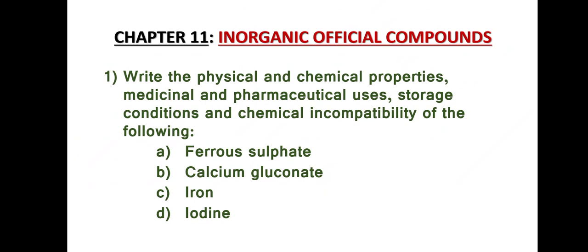Coming to chapter 11, inorganic official compounds. There is only one important question and it has 4 subdivisions. We can see one by one. First question, write the physical and chemical properties, medicinal and pharmaceutical uses, storage conditions, and chemical incompatibility of the following drugs. Subdivision A, ferrous sulfate. Subdivision B, calcium gluconate. Subdivision C, iron. And subdivision D, iodine.